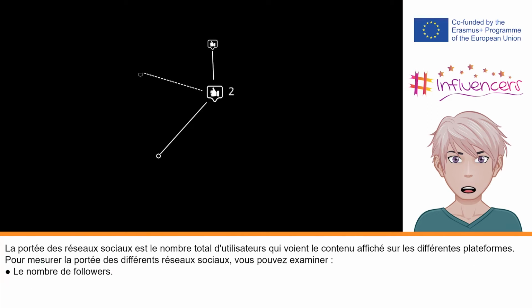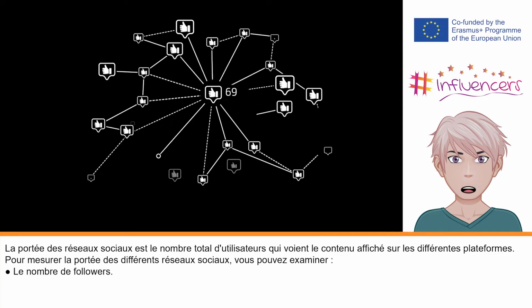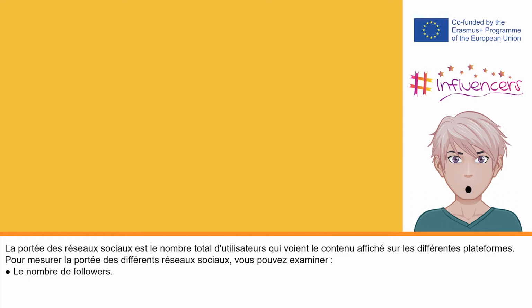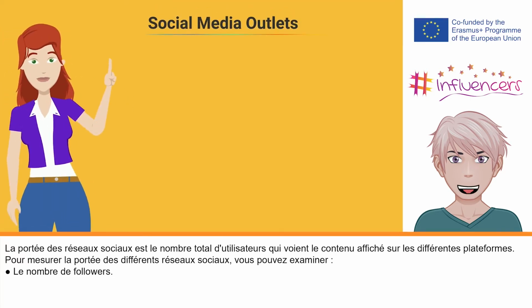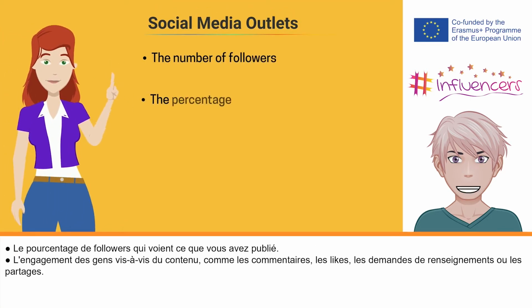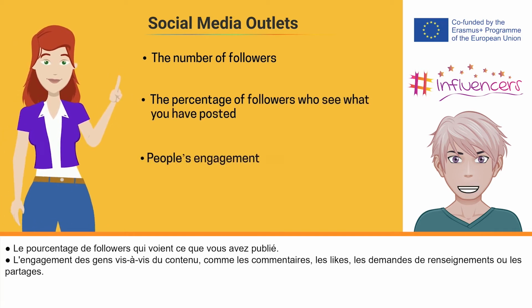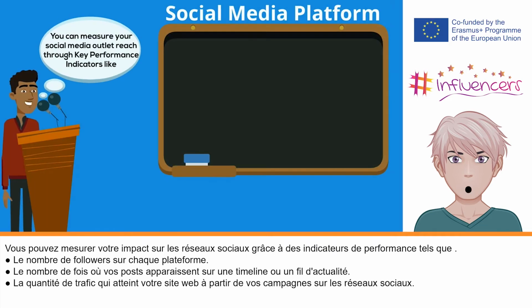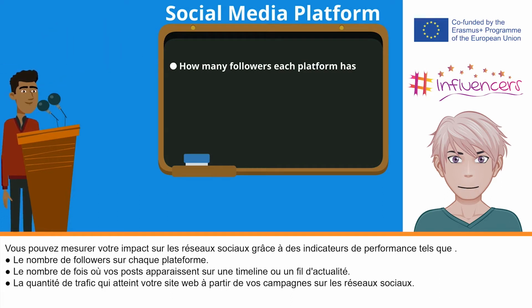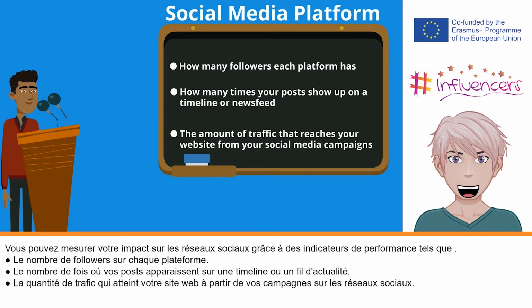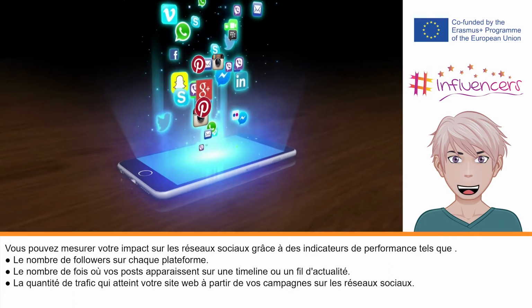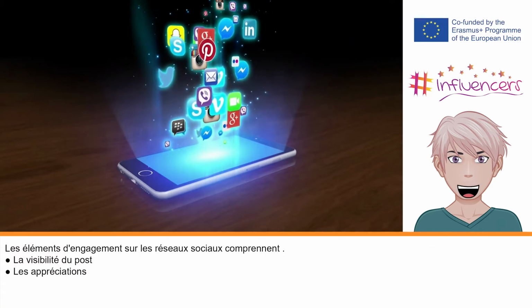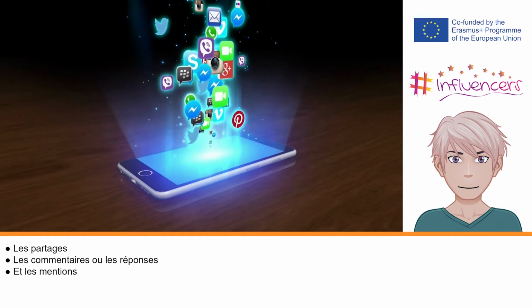Social media reach is the total number of users that see the content displayed across different social media platforms. To measure the reach of different social media outlets, you can look at the number of followers, the percentage of followers who see what you have posted, and people's engagement with content, such as comments, likes, inquiries, or shares. You can measure your social media outlet reach through key performance indicators like how many followers each platform has, how many times your posts show up on a timeline or newsfeed, or the amount of traffic that reaches your website from your social media campaigns. Social media engagement elements include post visibility, likes, shares, comments, replies, and mentions.